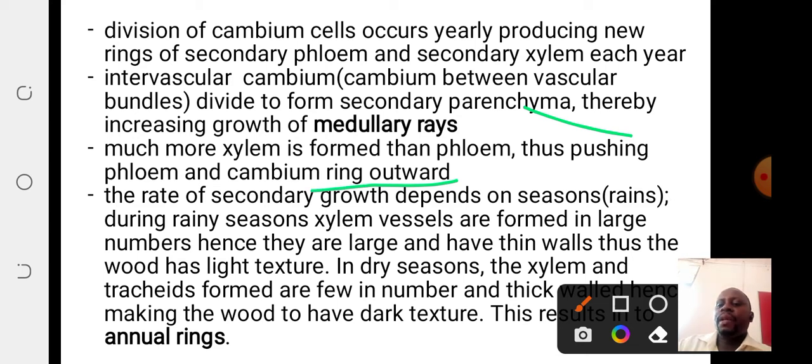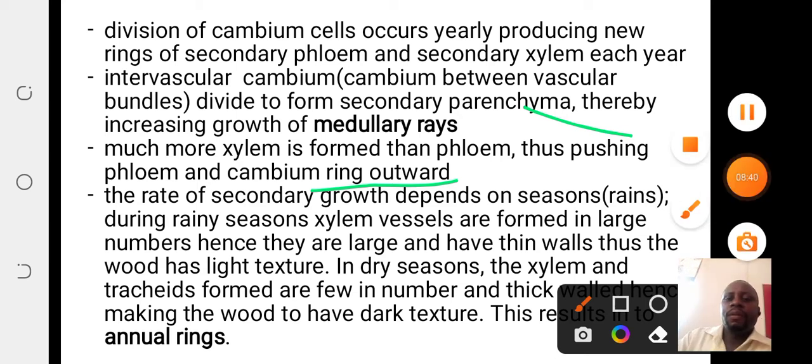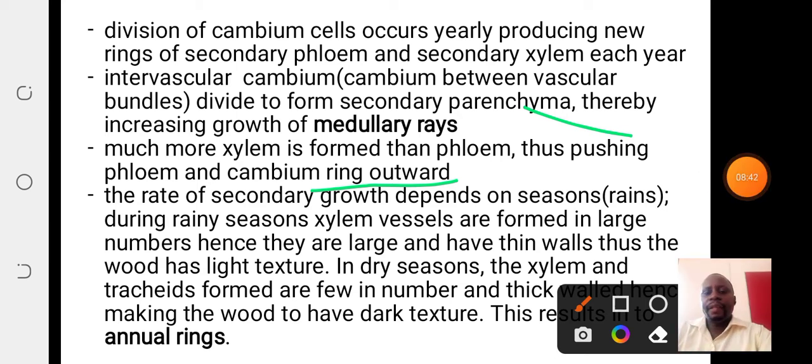The rate of secondary growth depends on seasons. During rainy seasons, the xylem vessels form in large numbers. Hence, they are usually large in size, and they have thin cell walls. Hence, the wood will have a light texture.